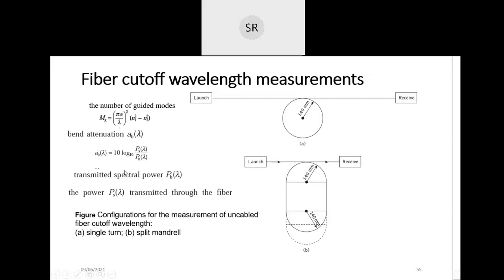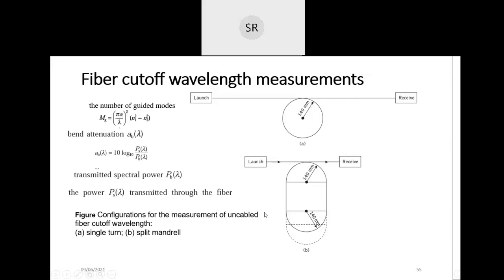And PS of lambda is the transmitted power through the fiber, in which we consider a given length of the fiber and the total input power launched inside the fiber in the higher order modes. So this one is the transmitted power at higher order mode, and this is the transmitted power at the LP01 mode. That's why we will calculate the attenuation there.